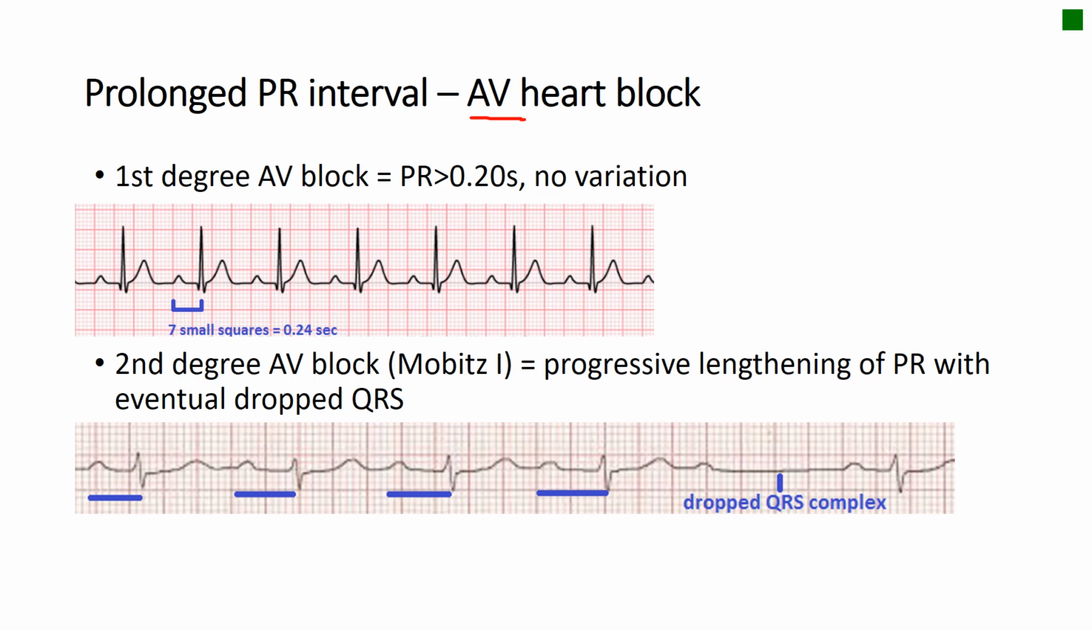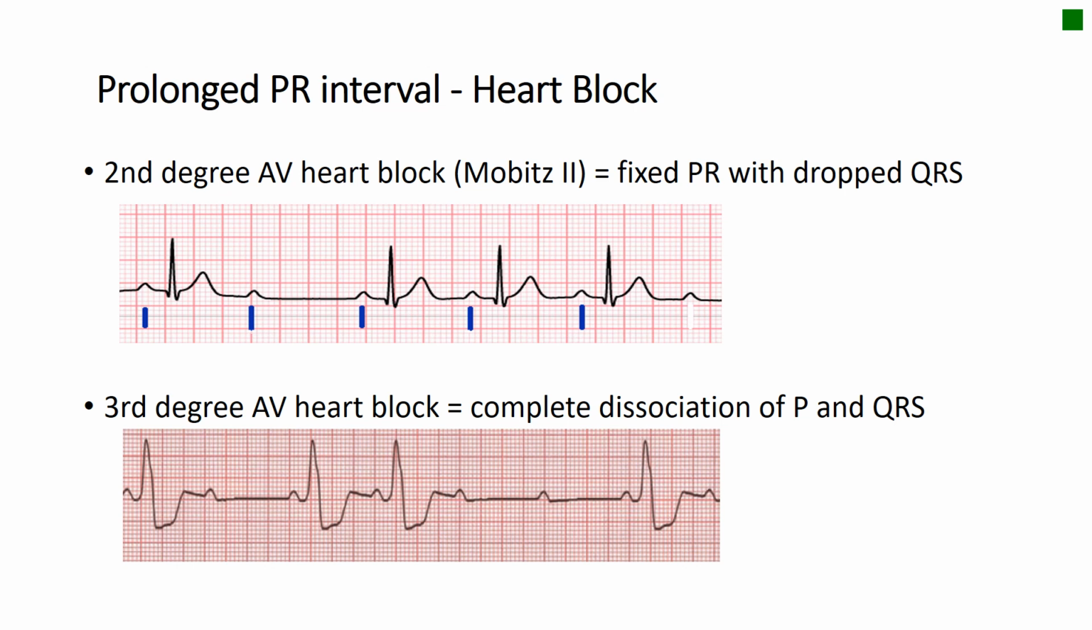If you get an increase of the PR interval as it goes along the rhythm strip as here, then eventually the QRS complex will be dropped from the P wave. So here you've got increasing length between the distance of the PR interval, and the pulse will go something like dum, dum, dum, drop a beat, and then it'll carry on again. So the spacing of the pulse will be increased as well as you check it.